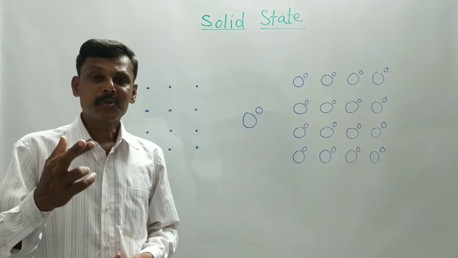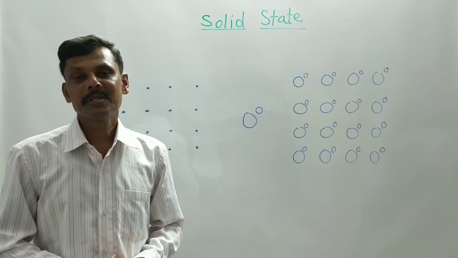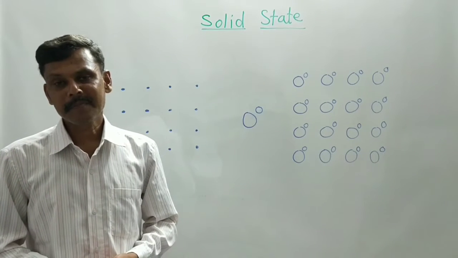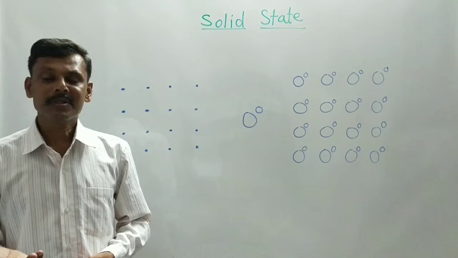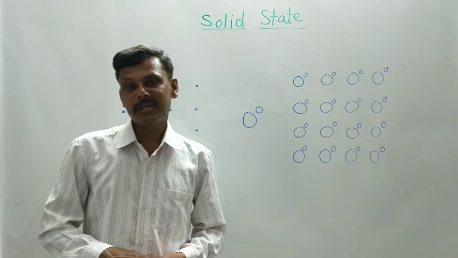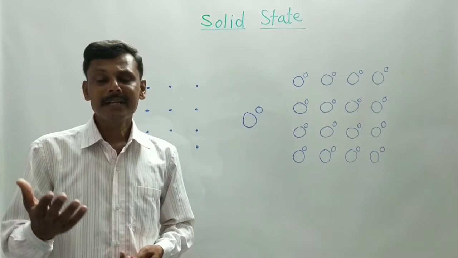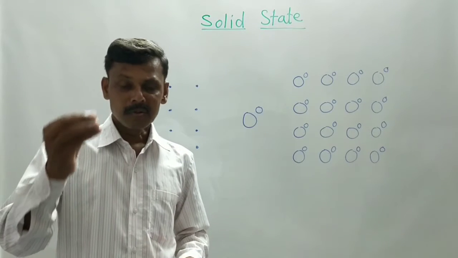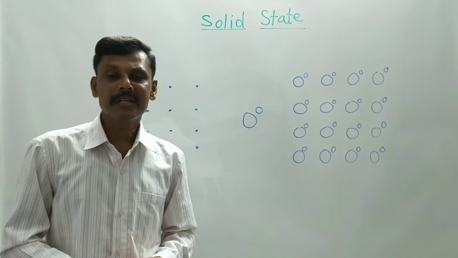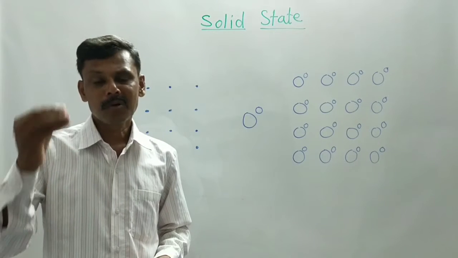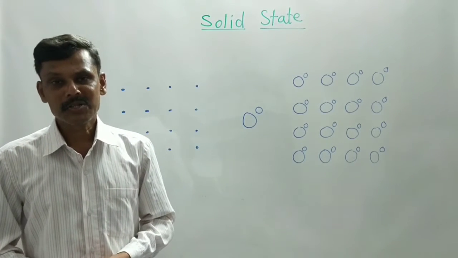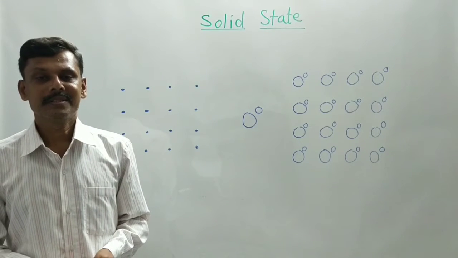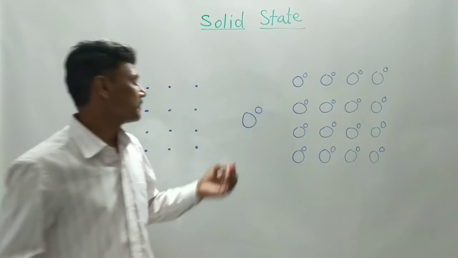Then we also discussed two terms, that is, polymorphism and isomorphism. Then we discussed the classification of crystalline solids. In that we classified the crystalline solid into covalent network solid, ionic solid, molecular solid and metallic solid. Now today we are going to discuss the structure of crystal.